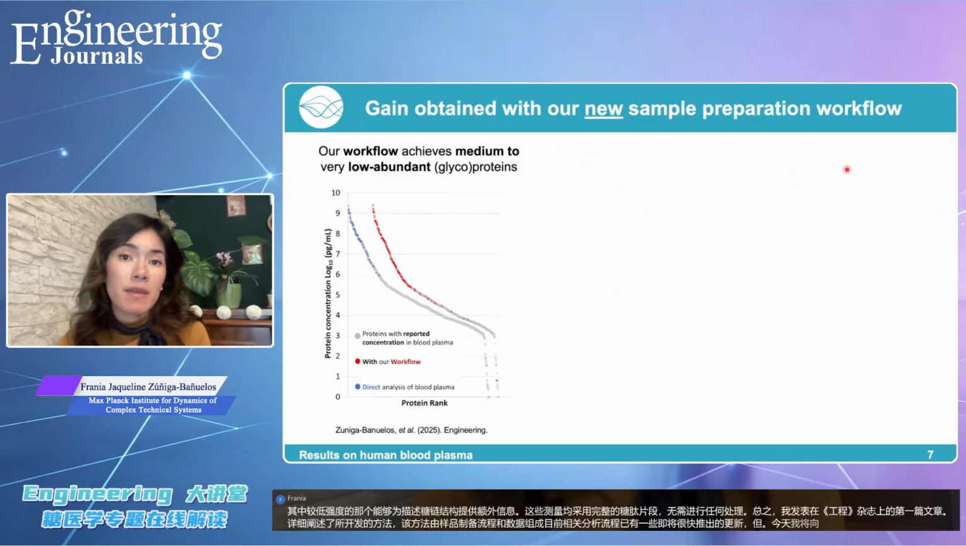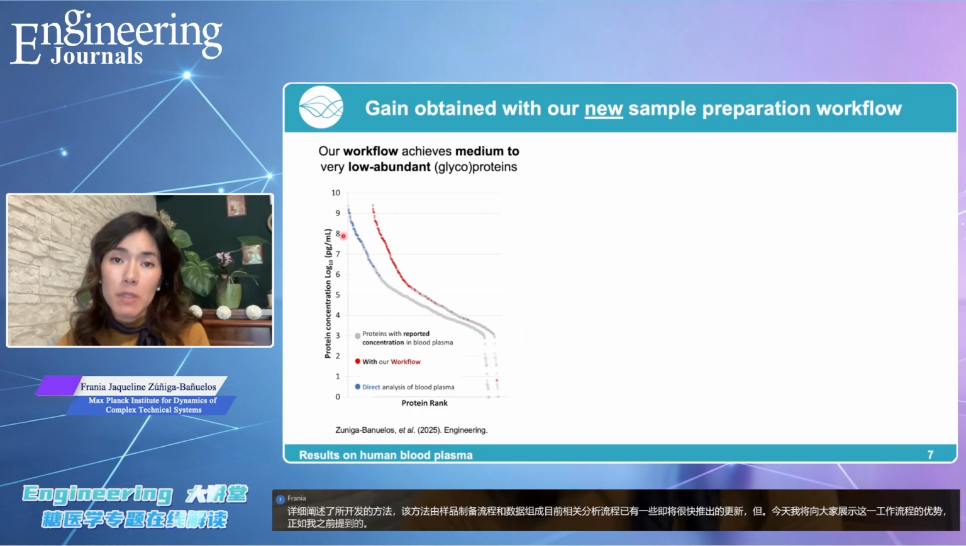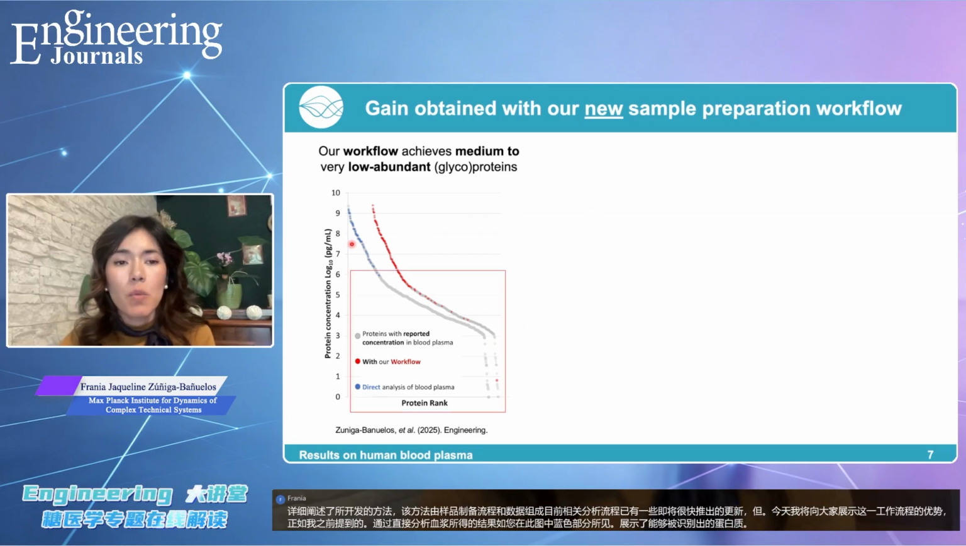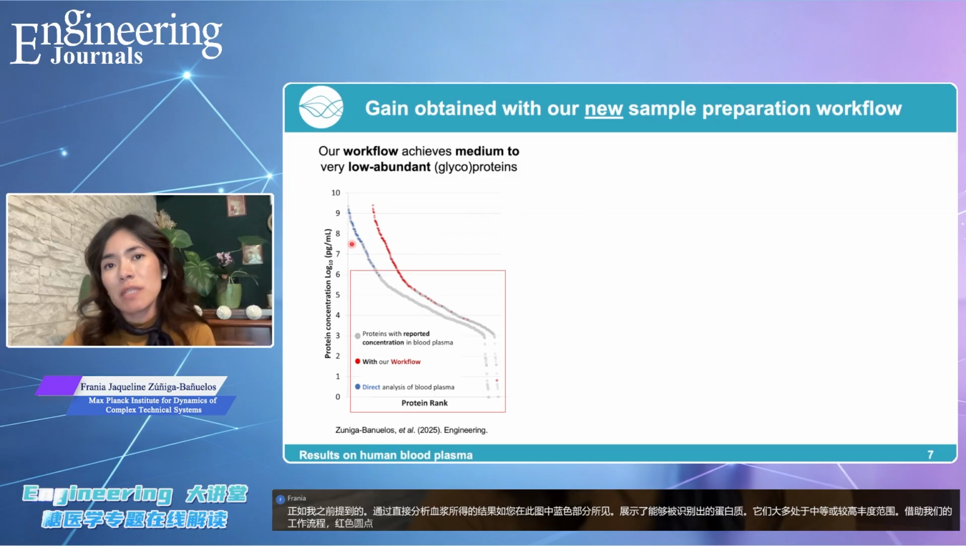As I mentioned, with the direct analysis of blood plasma, in this plot, you observe in blue the proteins that could be identified. They are mostly in the middle or high abundant range. With our workflow, the dots in red, we can go deeper and observe proteins in concentrations of nanograms and even very, very low abundance. But this is not all.